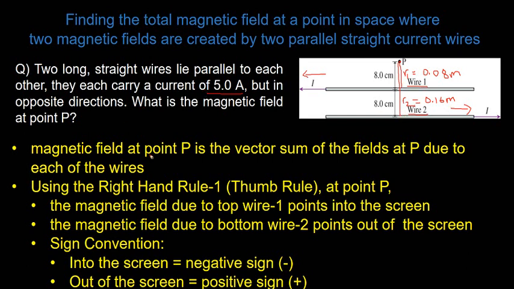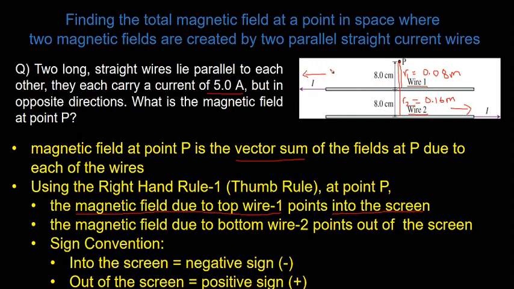First, the magnetic field at a point P is the vector sum of the fields at P due to each of the wires. It's a vector sum. That means we need to include the sign of the fields, or the direction of the fields due to individual wires. You need to add them. Using the right hand rule, the thumb rule, at point P we find that the top wire 1 will produce a field which is into the screen. So the magnetic field due to the top wire is into the screen. You can do that by using the right hand rule.